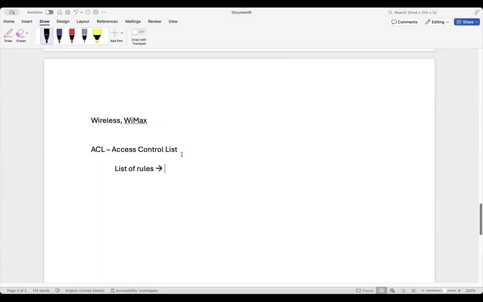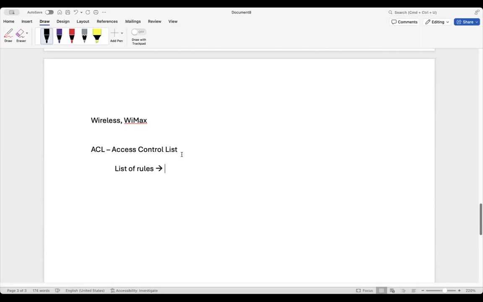Now, this access control list got enhanced a lot later on. They have a standard access control list, an extended access control list, a named access control list, a dynamic access control list, a reflexive access control list, and lock and key. There are so many types of access control lists to meet the requirements of the customer. But basically, an access control list is nothing but a list of rules, and every rule can identify some traffic, and the identified traffic can be permitted or denied.